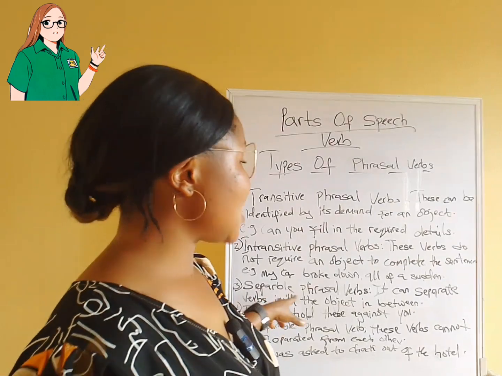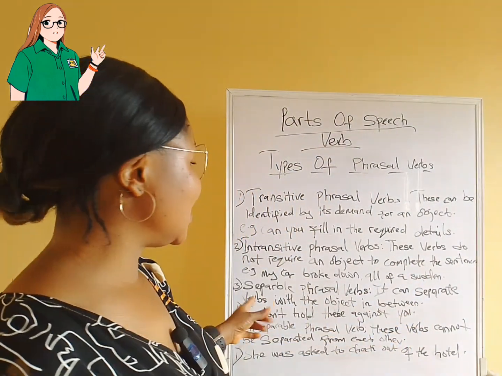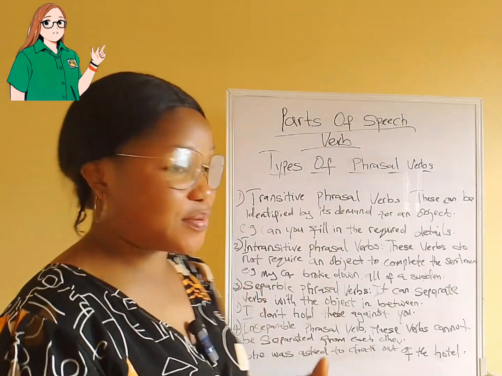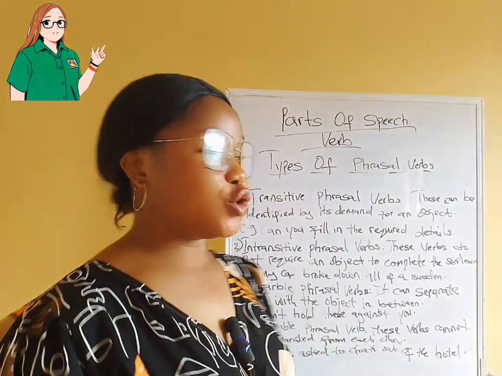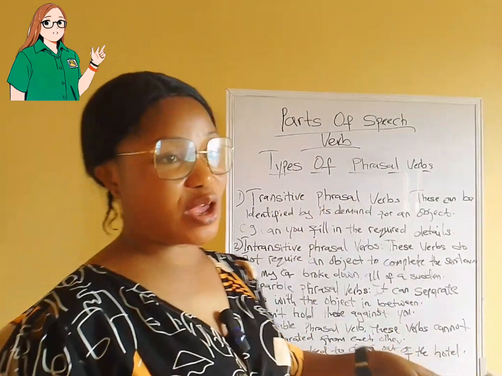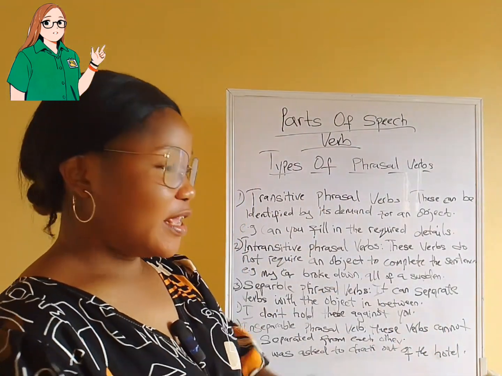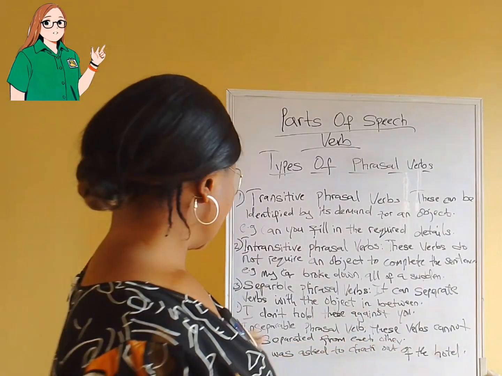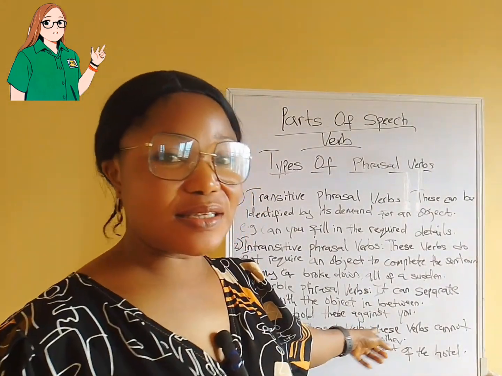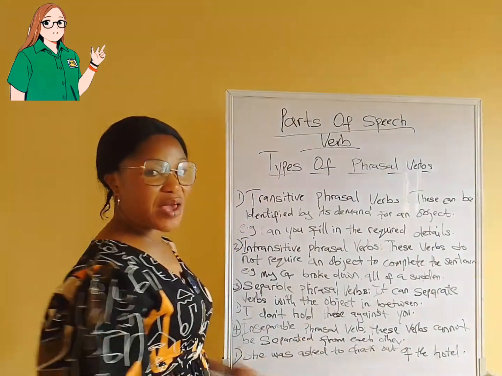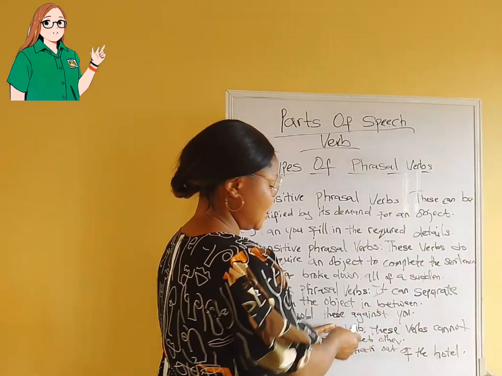The third one is the separable phrasal verb. This can separate verbs, with the object in between. So this type of phrasal verb can be separated, so that you put the object in between the verbs. An example is, I don't hold these against you. The phrasal verb here is hold against, and we have the object in between.